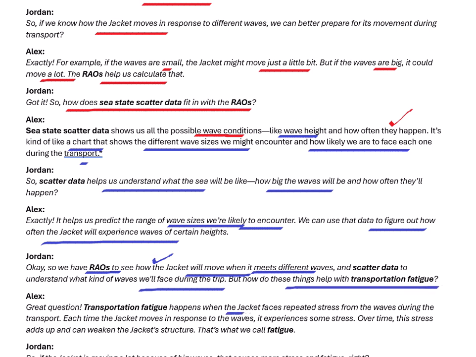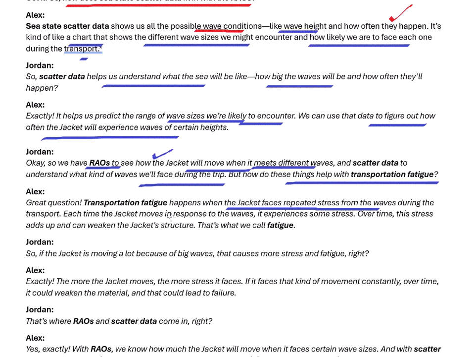Transportation fatigue happens when the jacket faces repeated stress from the waves during the transport. Each time the jacket moves in response to the waves, it will experience some stress, and over time this stress adds up and can weaken the material, can weaken the jacket structure. That's what we call fatigue.